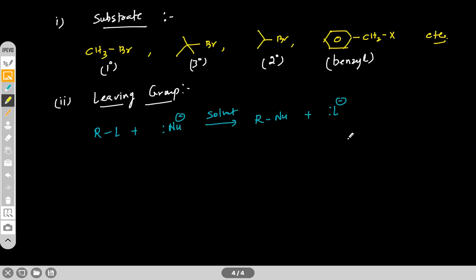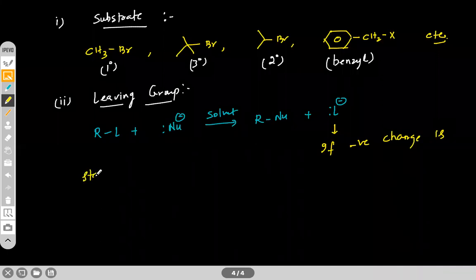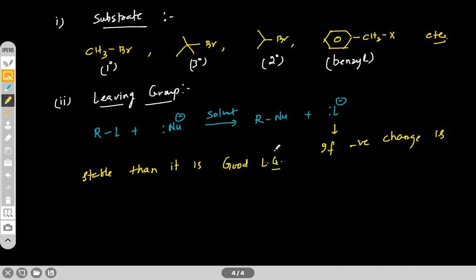Now, if this negative charge on this leaving group is stable, then it is a good leaving group. LG represents leaving group. So the more tendency to go out, the more will be the rate of reaction. And tendency will be more to go out when this negative charge is stable.